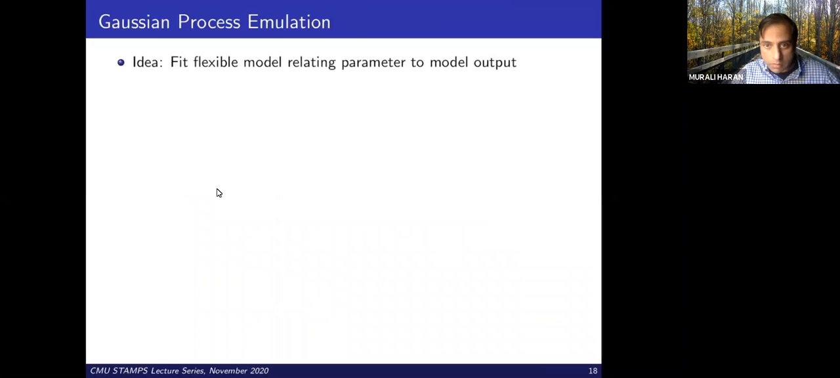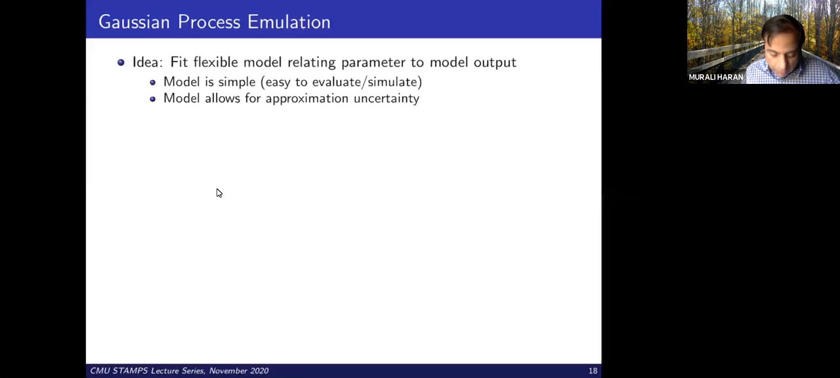Fit the flexible model relating parameter to model output. So, Gaussian process emulation to fit the flexible model relating the parameter to model output. It's a simple idea. We just want a model that's simple and easy to evaluate or simulate from. And the model allows for approximation uncertainty, which means that if we think there are certain places where the emulation or the approximation is going to perform worse than in other places, we account for that. Also, the model is stochastic, so it's useful for inference down the road.